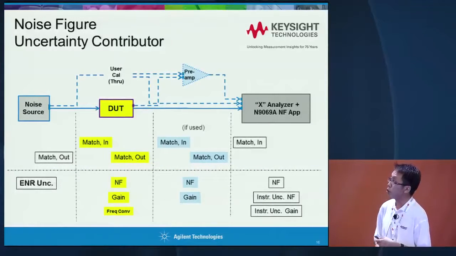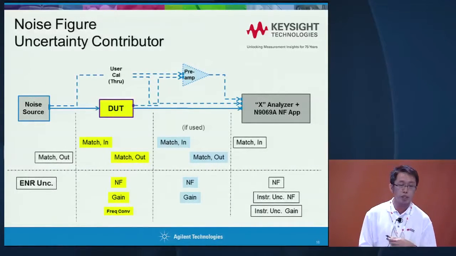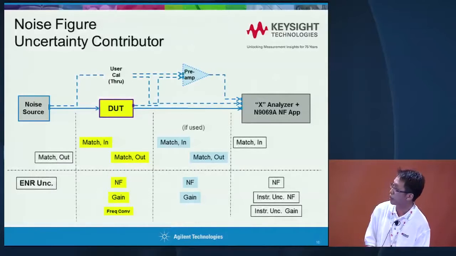We then relooked into our noise figure measurement chain and tried to investigate the uncertainty contributors, which are shown over here.